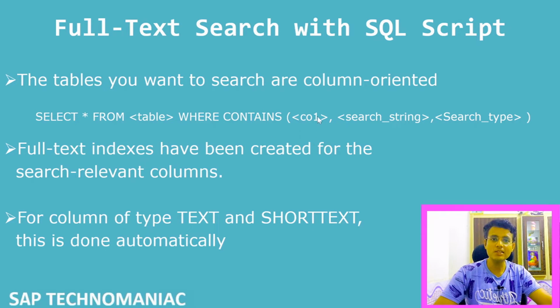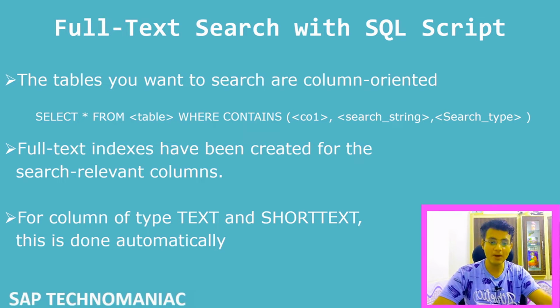Before using this contains function, there are some prerequisites. First, the table should be column oriented, meaning column store. Second, we should have a full text index on this particular column. What is this full text index? We will discuss in a while. This column should be of type text or short text. These are the database types.